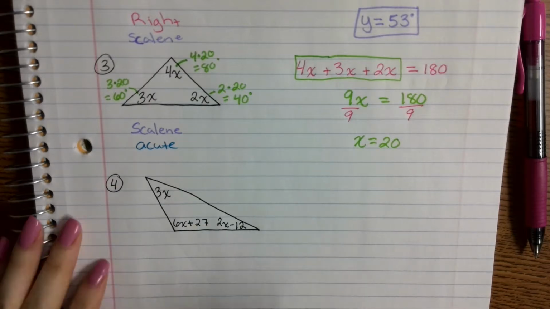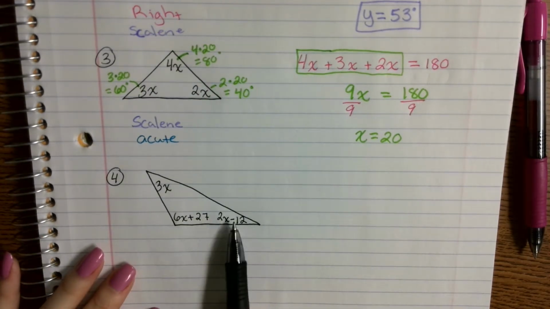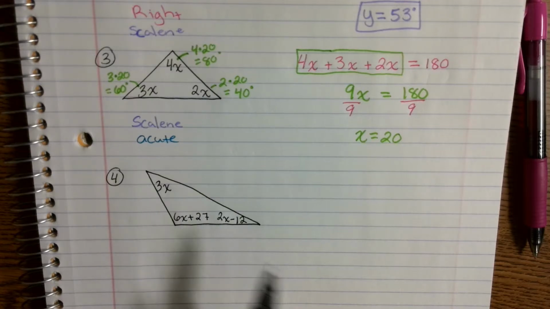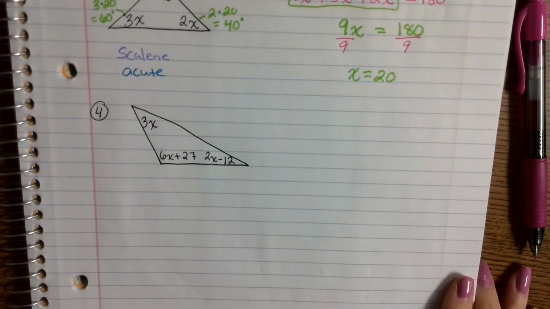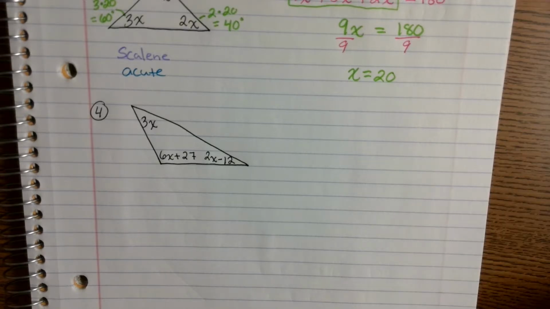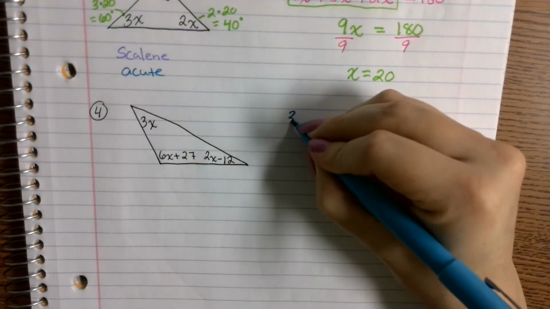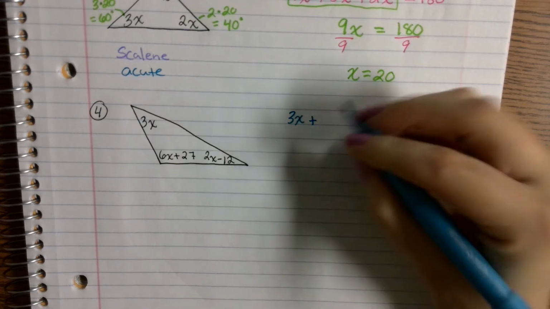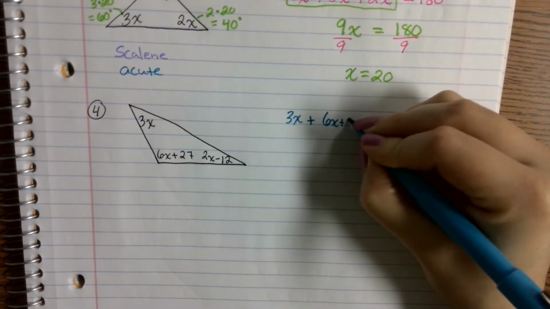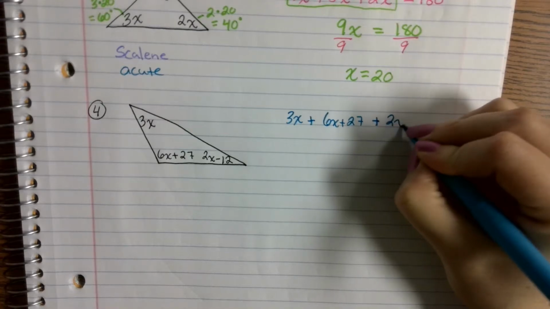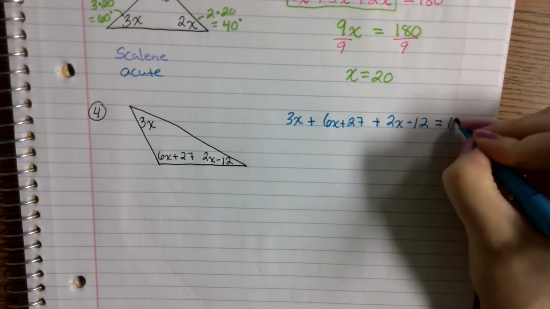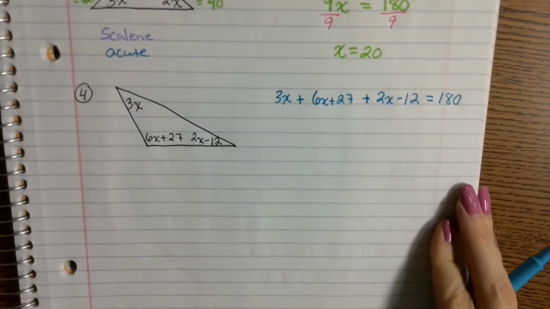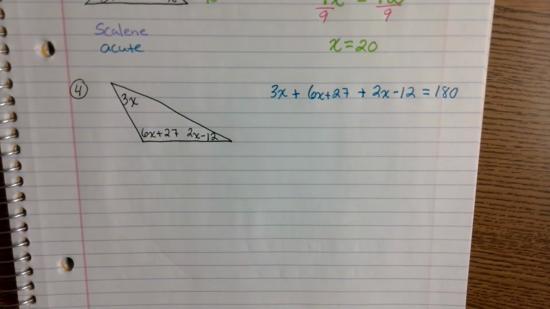All right, and it's hard to see a little bit, but here we've got 6x plus 27, we've got 2x minus 12, and we've got 3x. Salomon? Good. Set it up as 3x plus 6x plus 27 plus 2x minus the 12 equals 180. Okay, so from here, we need to start combining those like terms. So that might be a little bit more than what we've done before, but it's still the same idea.